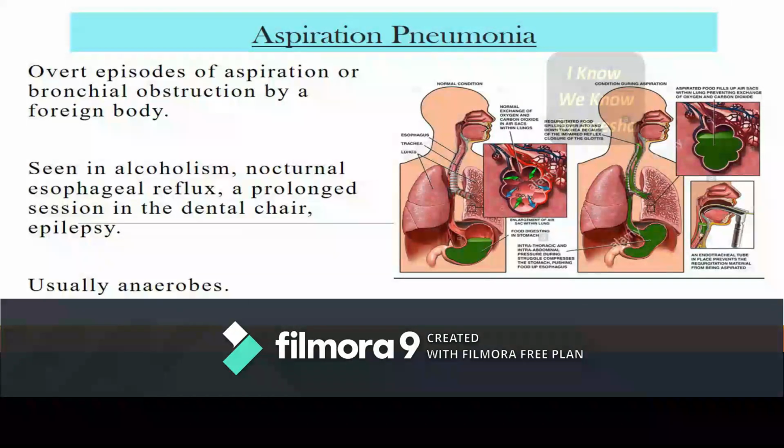Aspiration pneumonia: there will be overt episodes of aspiration or bronchial obstruction by a foreign body, seen in cases of alcoholism, nocturnal esophageal reflux, prolonged sedation in the dental chair, and epilepsy also. Usually anaerobes will be causing this type of pneumonia.